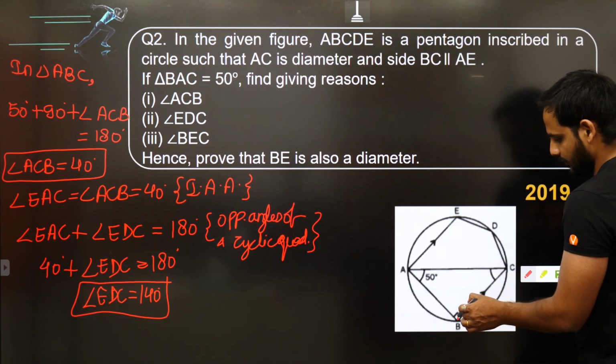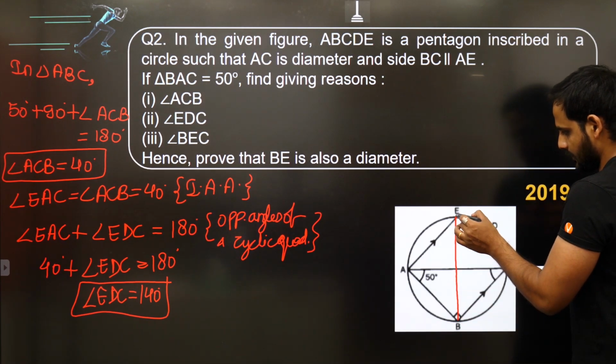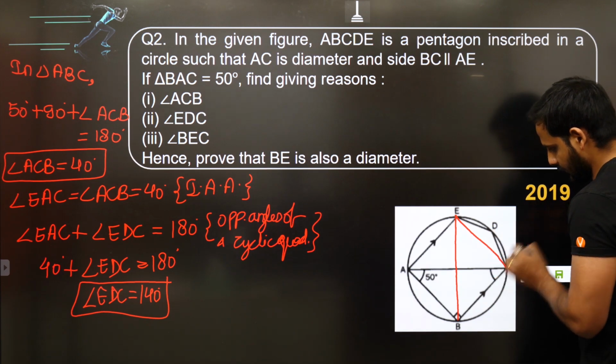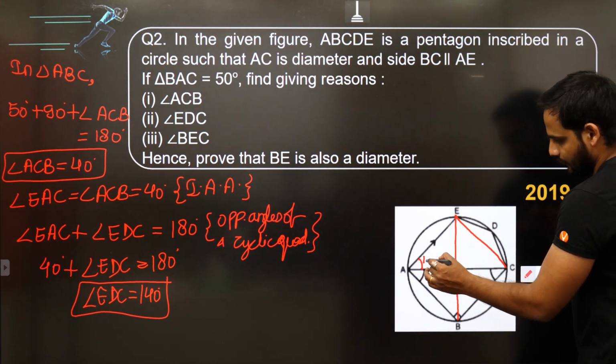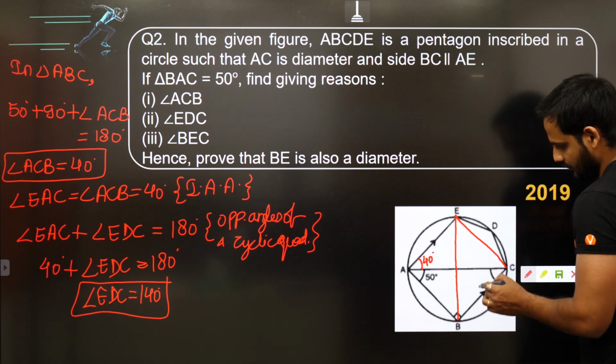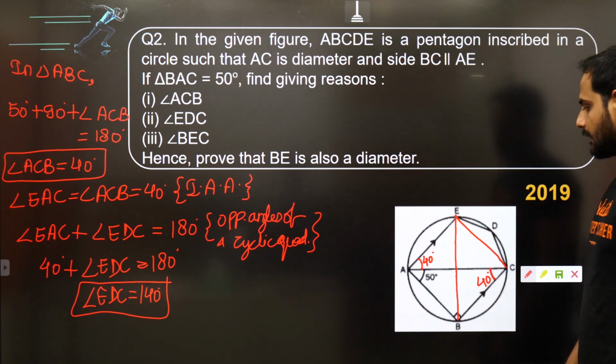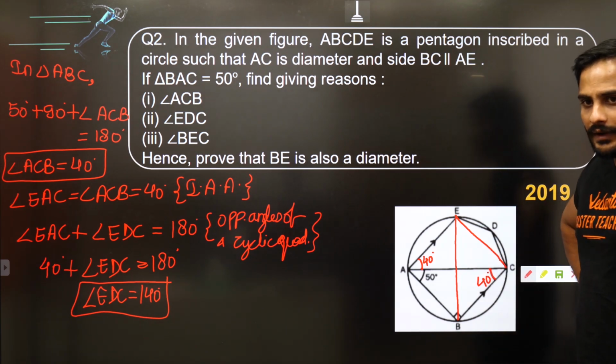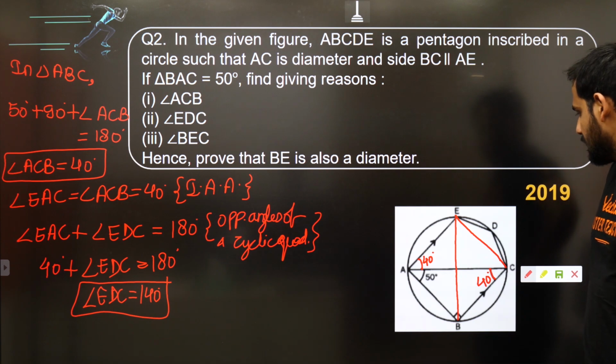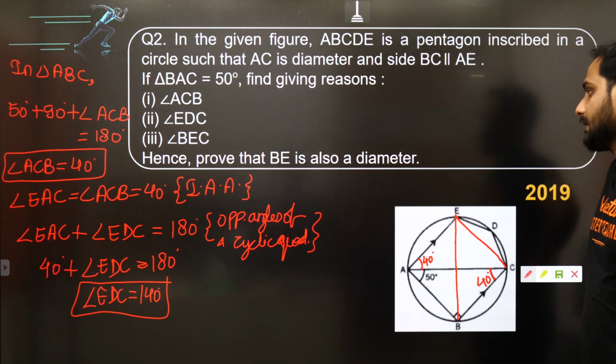Let us join B with E and then with C. We know this is equal to 40, we know this is equal to 40. Okay. Now beta, understand one thing, we need to get angle BEC. First thing I can say, and prove that BE is also diameter.